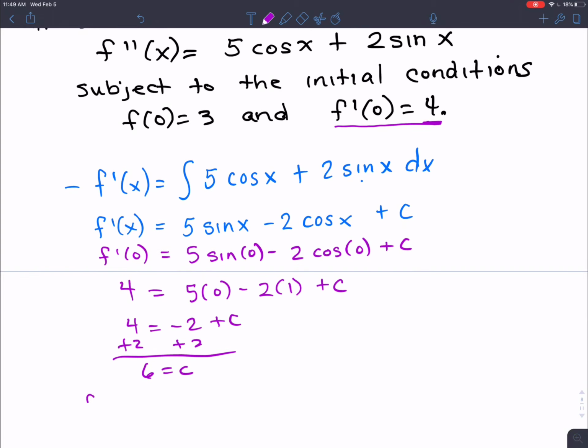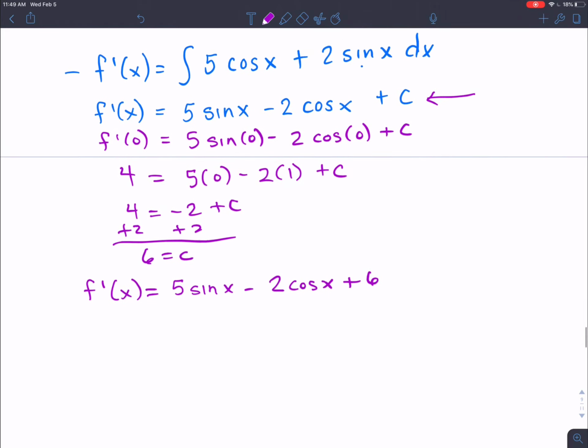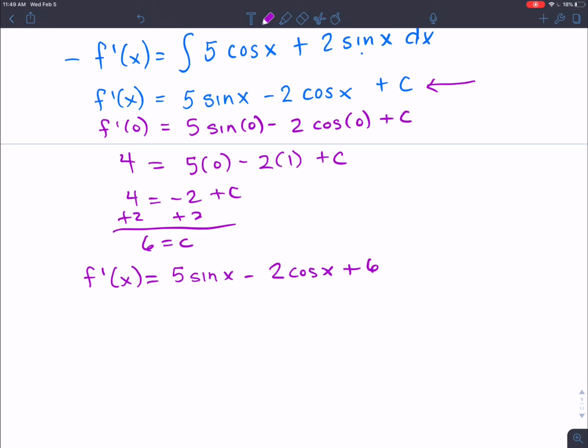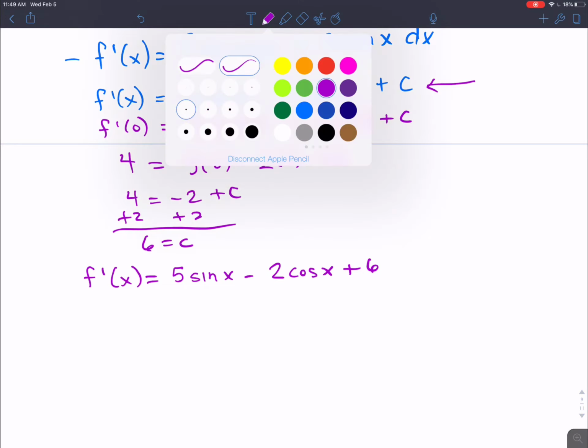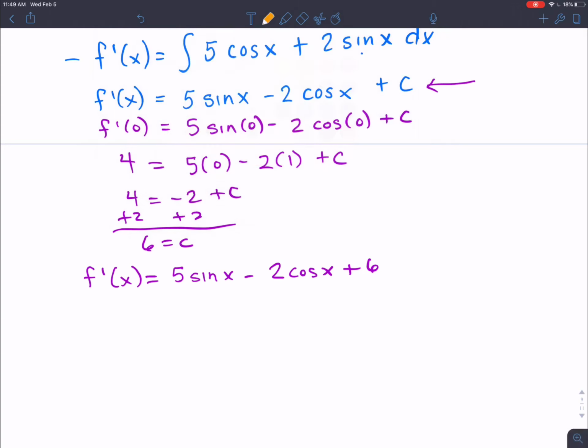And with that information, I can now write my first derivative: you come back up to this step and plug in your c. So I'll have 5 sine of x minus 2 cosine of x, and then my c is 6. So now I have my first derivative, but I'm still not finished because I want the original function f of x, so I have to keep going. So how do you think we would get the original function? Good, take the integral. Well, let me just put it here.